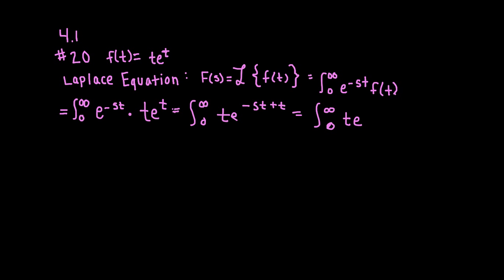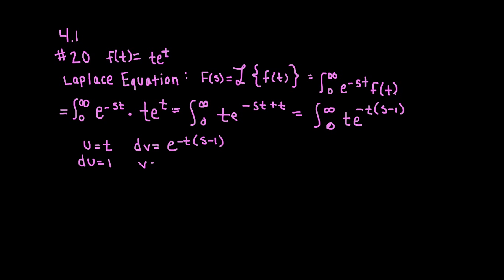So it'll be te, and then I went ahead and factored out a negative t. So it'll be e to the negative t times s minus 1. So now that I have this, in the directions it asked you also to use integration by parts if necessary. So this is one of the cases where you do need to use integration by parts. So I went ahead and made my u t, and then therefore my du would be 1. My dv, I made e to the negative t times s minus 1.